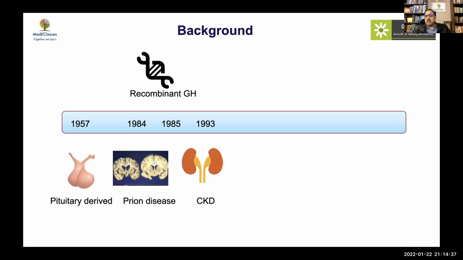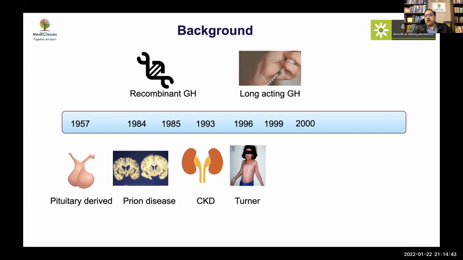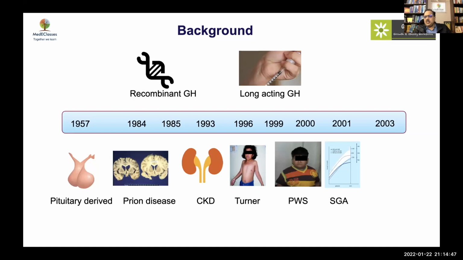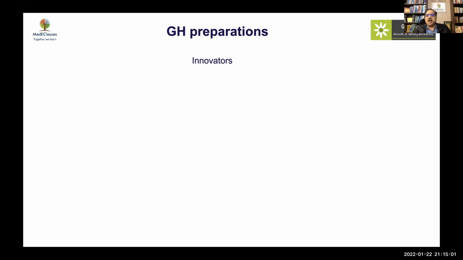It started being used in other conditions, which Dr. Pratik will talk about: chronic kidney disease, then Turner's, subsequently long-acting GH has come up, and then more indications like Prader-Willi, SGA, and even ISS are coming up in that regard. So it's an evolving field. But if we talk about growth hormone deficiency, we now have experience of around 60 years or more with growth hormone. It has been shown to be very safe and efficacious in that regard.